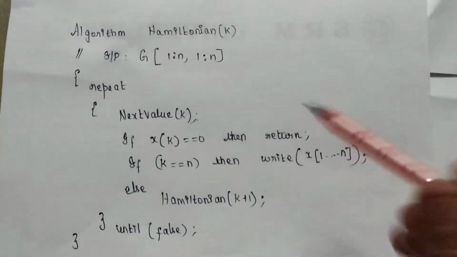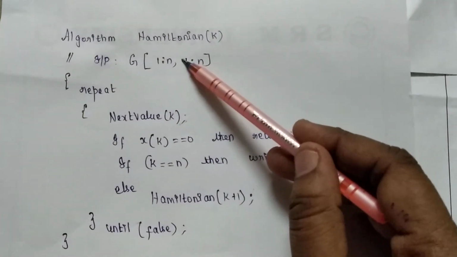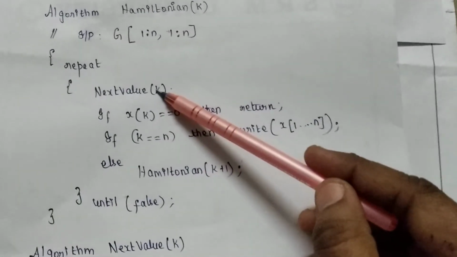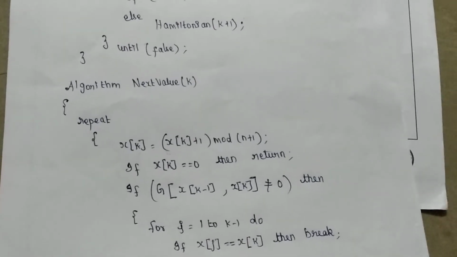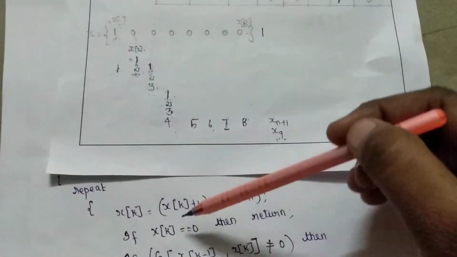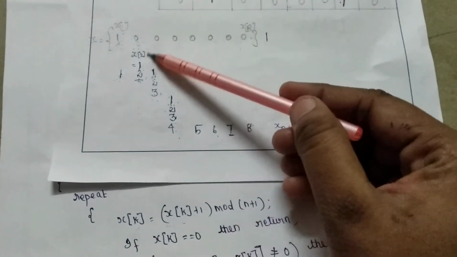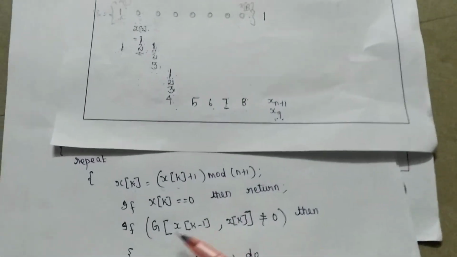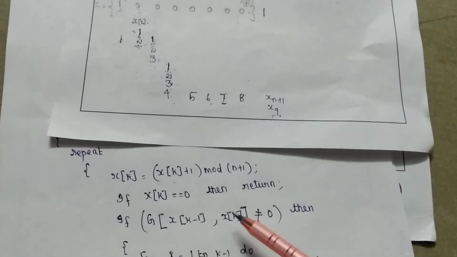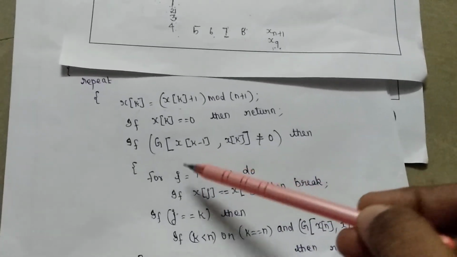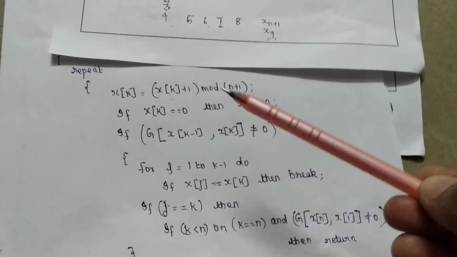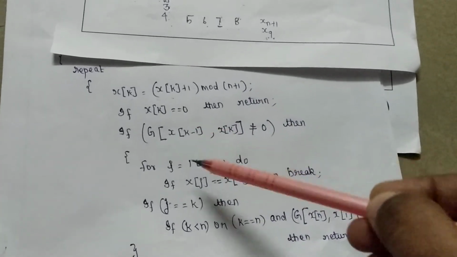So the algorithm is given here. Let's start with this algorithm. First we have the input in a matrix G, right? And then we have to check the next value for k. For this next value of k, we have to assign a value from 1, and every time we increment the value by 1. x of k is equal to (x of k plus 1) mod (n plus 1). 1, 2, like that you have to increment it. And we have to check, is there an edge from the previous vertex to this vertex. If it is not equal to 0, there is an edge. Once again we have to check this vertex is not visited before.